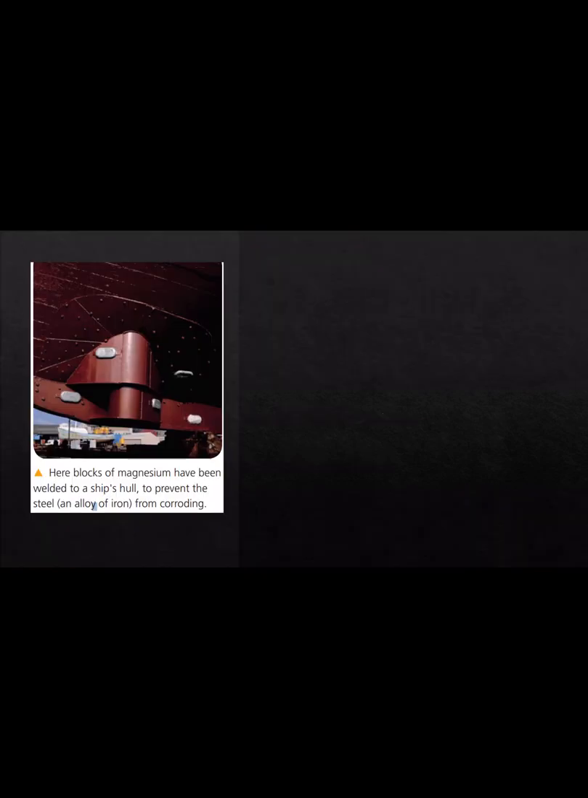This is related to the reactivity series of metals. So here is a block of magnesium that has been welded to a ship hull to prevent the steel from corroding. Sacrificial protection uses the reactivity series of metals. For example, we are using magnesium. In the reactivity series, magnesium is more reactive than iron, which means magnesium has a stronger drive to lose electrons. So how does it happen?